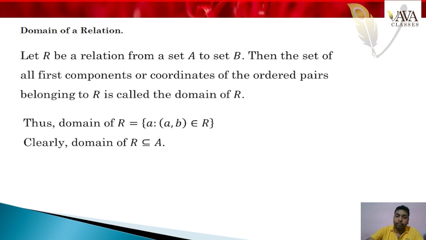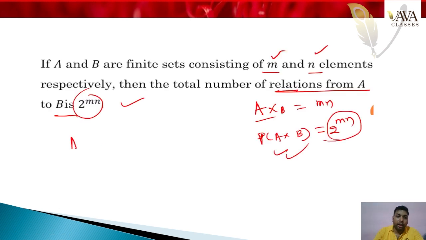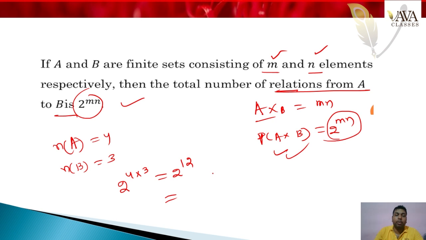Now, suppose A contains 4 elements, B contains 3 elements. Then the number of relations from A to B is 2 to the power 4 into 3. That is 2 to the power 12, which is equal to 4096. That is, from A to B, you can have 4096 relations.